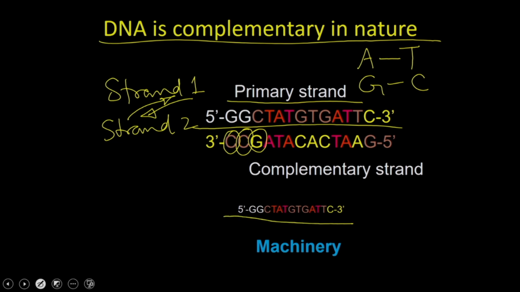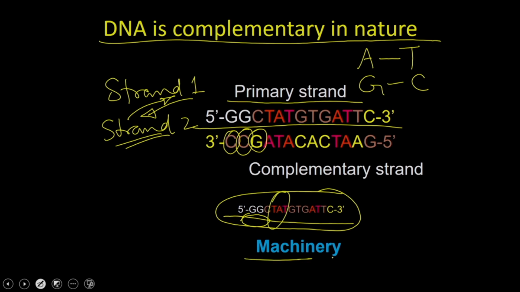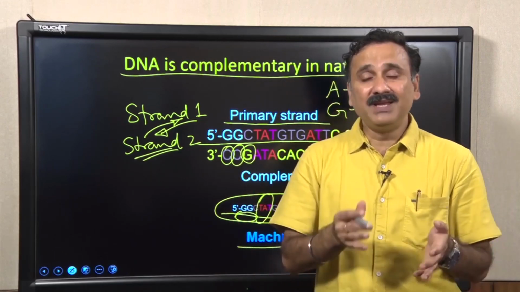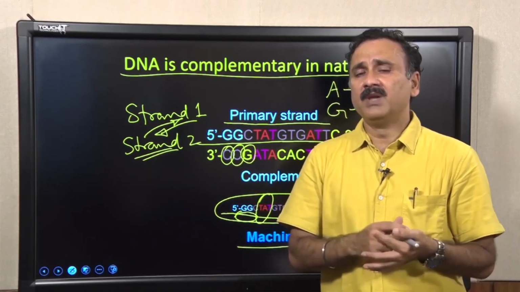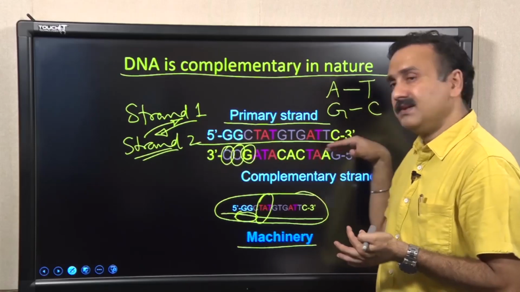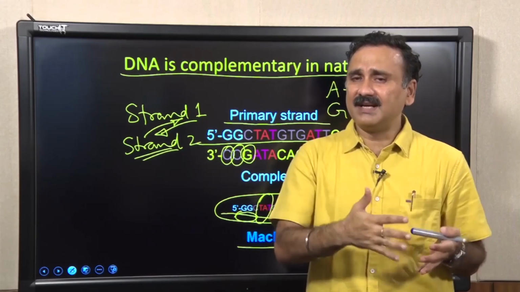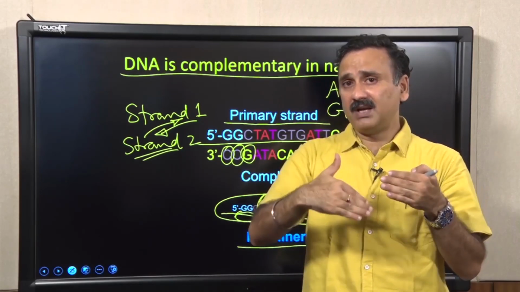For example, if I have this particular sequence and I want to synthesize strand 2, I can simply attach a short nucleotide sequence and then put in the machinery, which is going to synthesize the complementary sequence. This means I am looking for a machinery which can recognize this DNA sequence and understand that the DNA is complementary in nature.